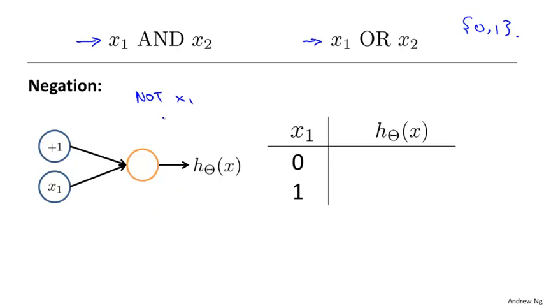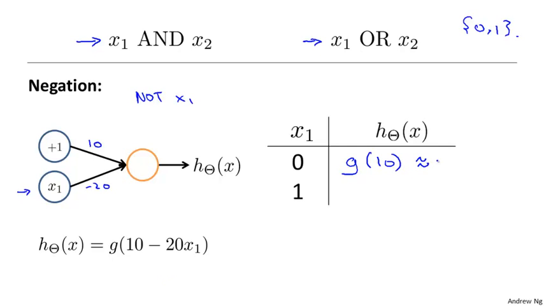Let me just write down the weights associated with this network. We have only one input feature, x1 in this case, and a bias unit plus 1. And if I associate this with the weights plus 10 and minus 20, then my hypothesis is computing h of x equals sigmoid of 10 minus 20 times x1. So when x1 is equal to 0, my hypothesis would be computing g of 10 minus 20 times 0, which is just 10. And so that's approximately 1. And when x1 is equal to 1, this will be g of minus 10, which is therefore approximately equal to 0. And if you look at what these values are, that's essentially the not x1 function.